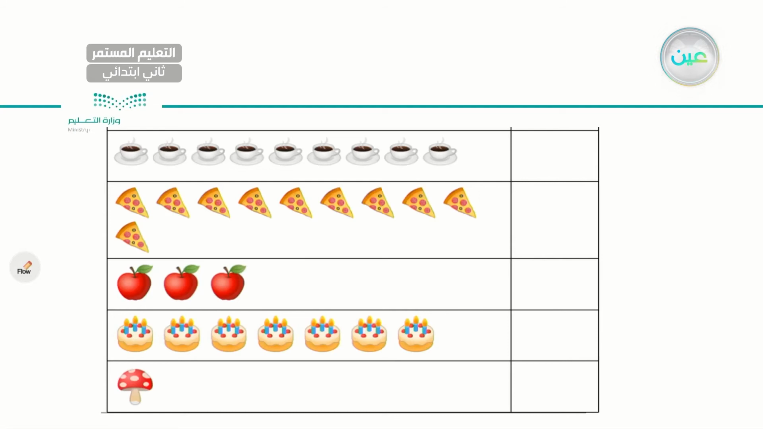Okay? Try to count the coffee. How many coffees can you see here? Go ahead and count. How many cups of coffee can you see? How many? The answer is 9. Very good. 9 cups of coffee.